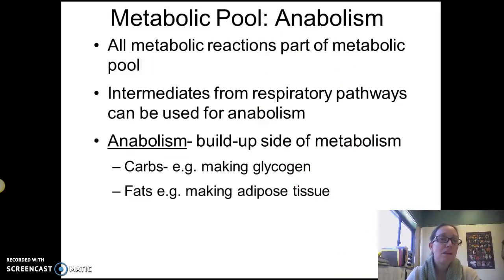Now, metabolism isn't just the breakdown of reactants to products, but also the building up of molecules. So intermediates from the respiratory pathways can be used to build up different types of molecules. For example, carbohydrates can be put together through dehydration synthesis to make large starches, large polysaccharides such as glycogen. This is a storage molecule that we have in our muscle cells. Fats might be broken down or rebuilt to make adipose tissue.